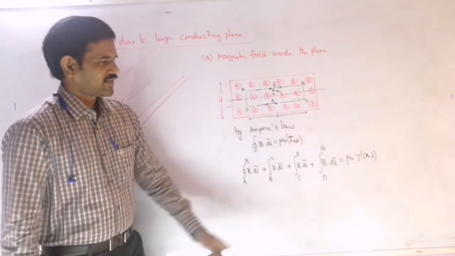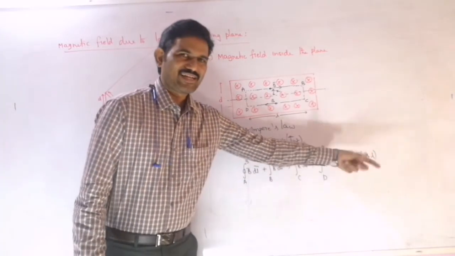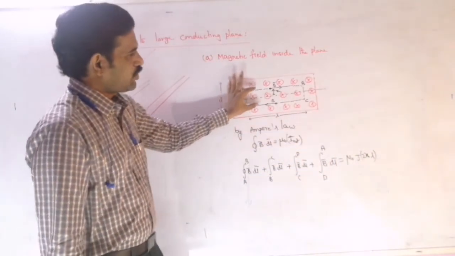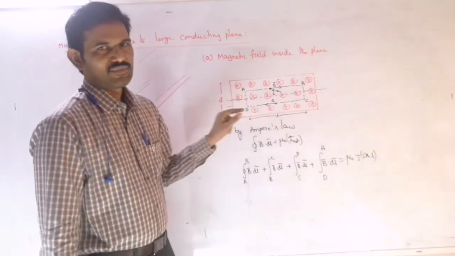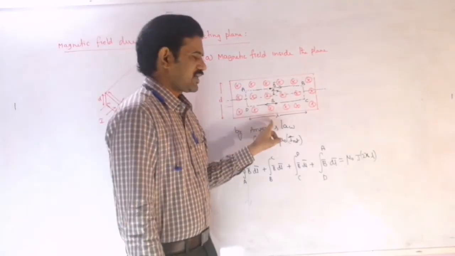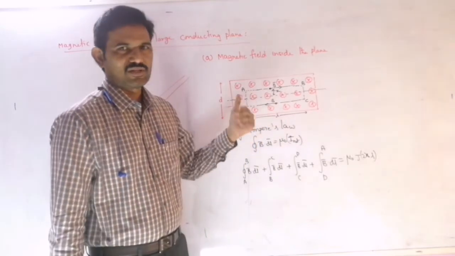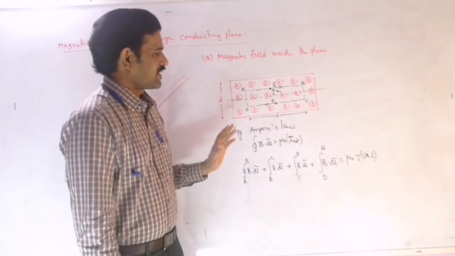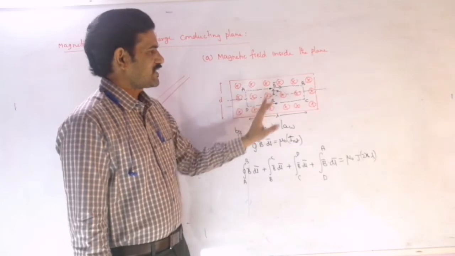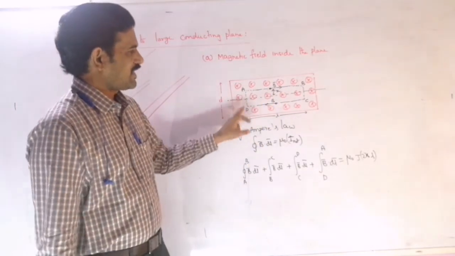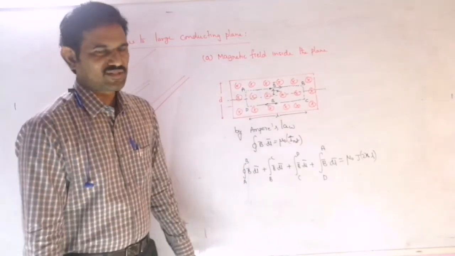Is it clear how we are writing this net current here? Current density into the area of this ABCD loop. AB length we are assuming as L, which finally may or may not be needed, and this length we are taking as x, so that the total AD or BC length will be 2x.